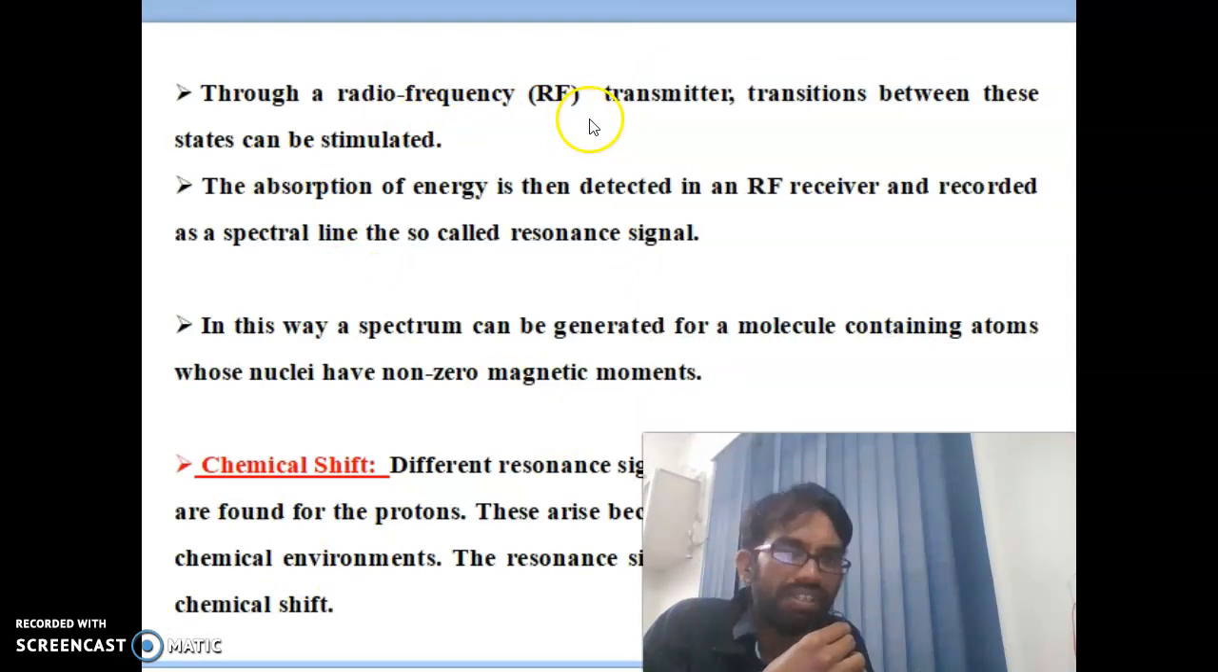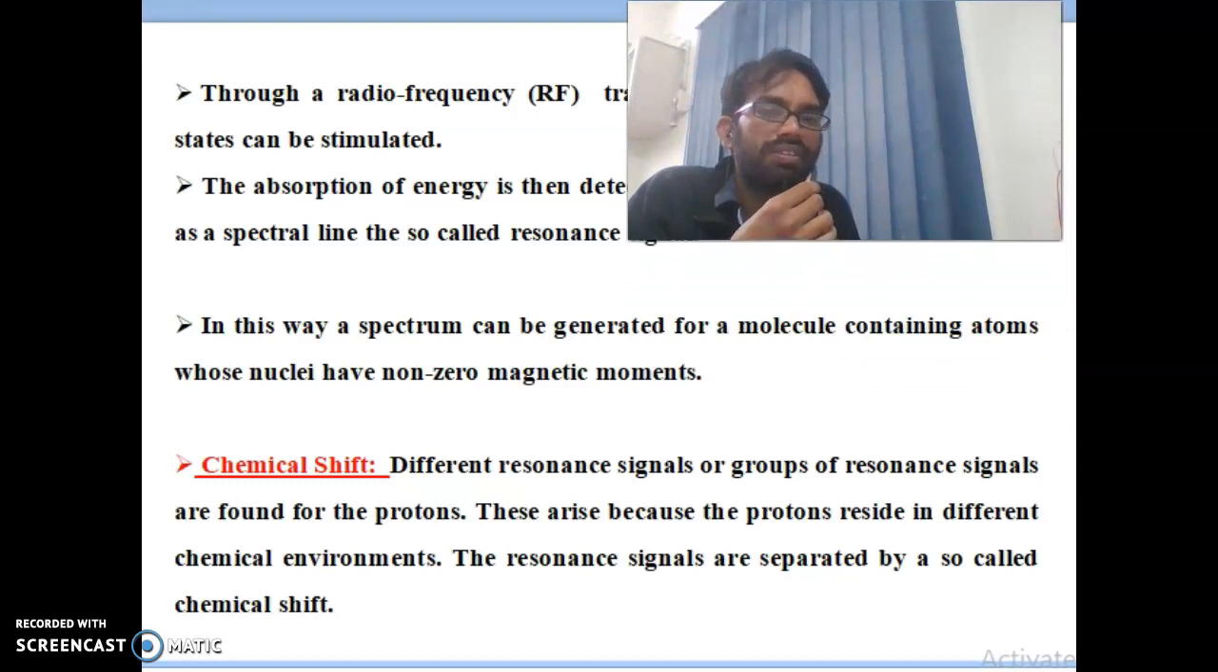Through the radio frequency (RF) transmitter, transitions between these states can be stimulated. The absorption of energy is then detected in an RF receiver and recorded as a spectral line, called a resonance signal. In this way, a spectrum can be generated for molecules containing atoms whose nuclei have non-zero magnetic moments. From that part, you will understand what resonance signals and non-zero magnetic moments are.